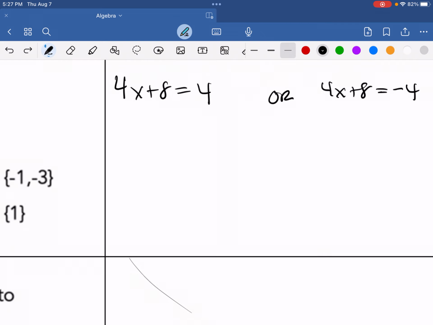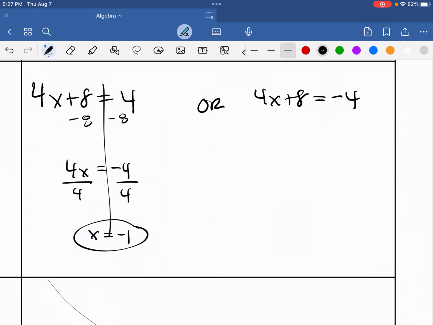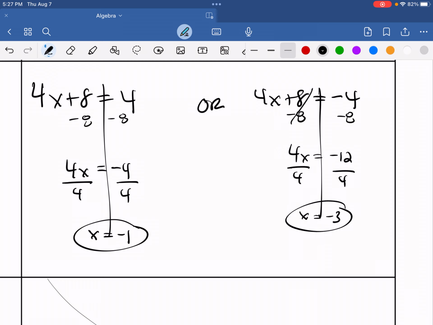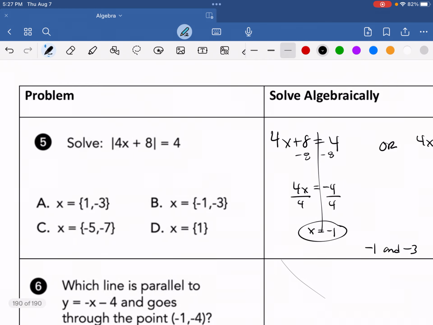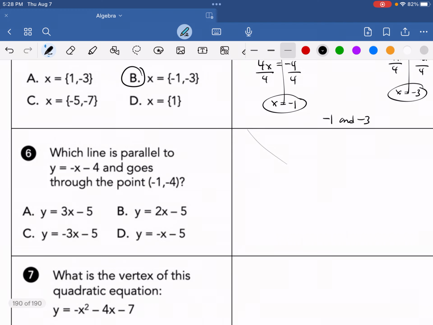So then all you're going to do is solve for x. Okay, what's the opposite of adding 8? Subtract 8. We get 4x equals -4. Divide by 4 to both sides. x equals -1. That's one answer. On the other side, subtract 8. You get -12. Divide both sides by 4. The answer is -3. So the answer is -1 and -3. Here they just wrote it a little different, but it's B because the answer is -1 and -3. Okay, those are not points. They were 2 separate answers.